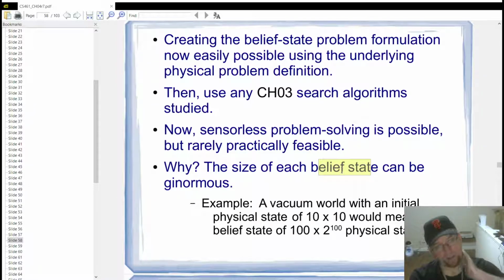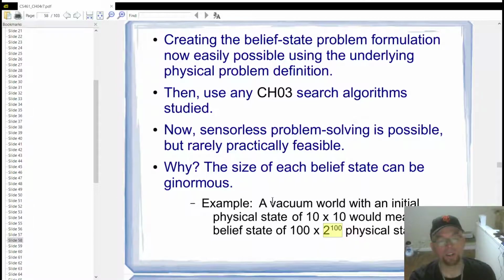For example, if you had a vacuum world that had the possibility of having an initial physical state of 10 by 10 squares instead of 2, that belief state would have 100 times 2 to the 100th power physical states in it. That'd be ginormous.